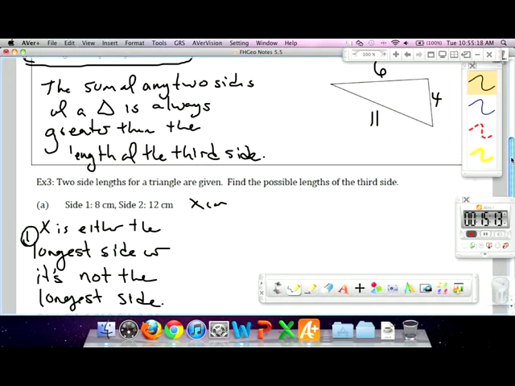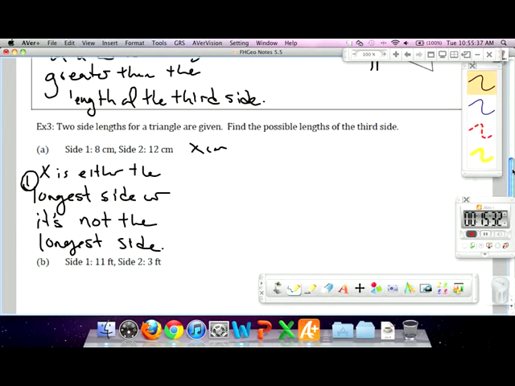So if x is the longest, then we should be able to add the shorter sides together. That's bigger than our longest side. Or if x is the longest, what are the two shorter sides of my triangle? What do the two short sides have to be? If x is the longest, the missing one's the longest. What are the two shorter sides?